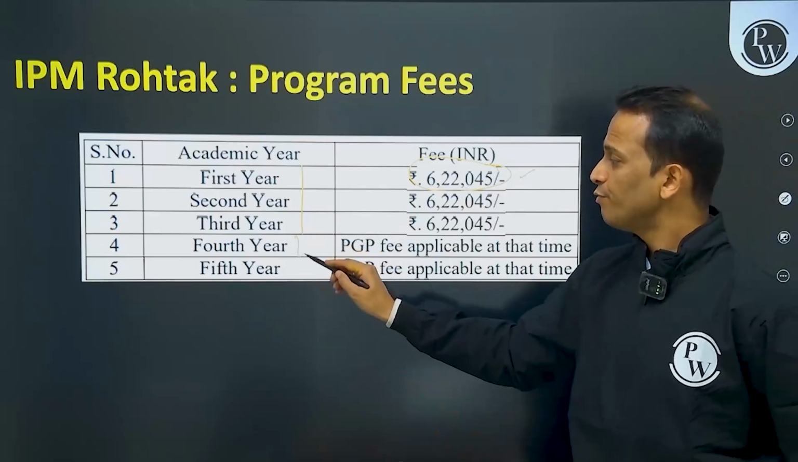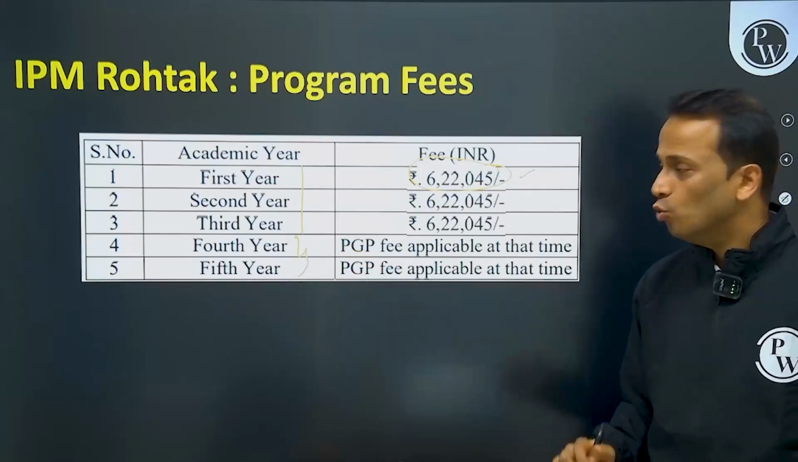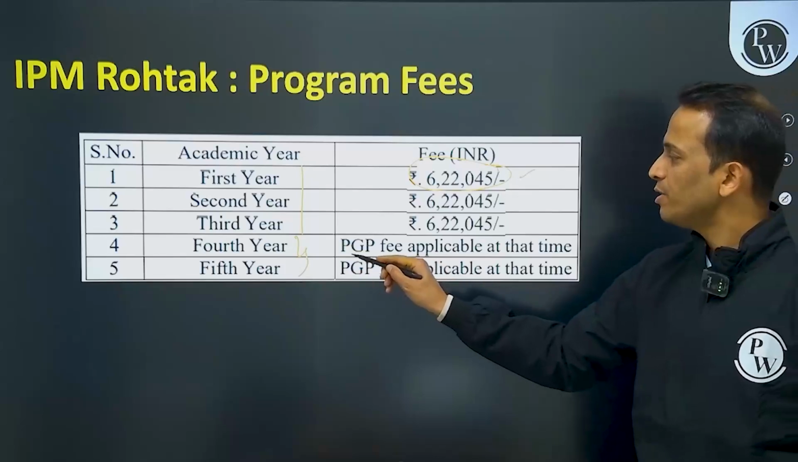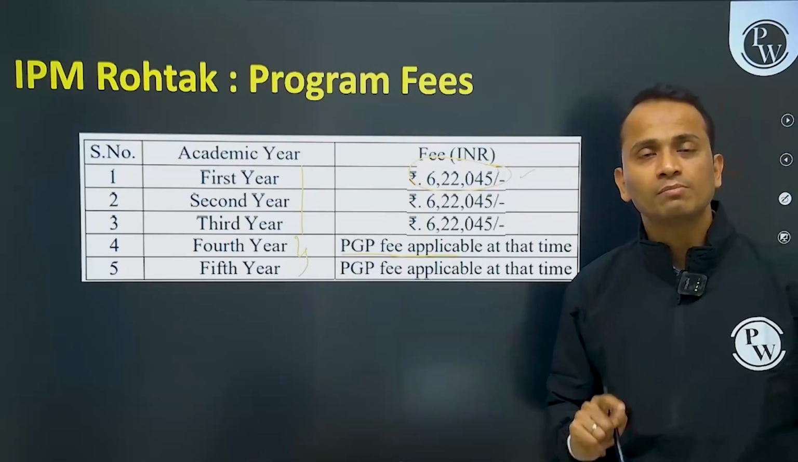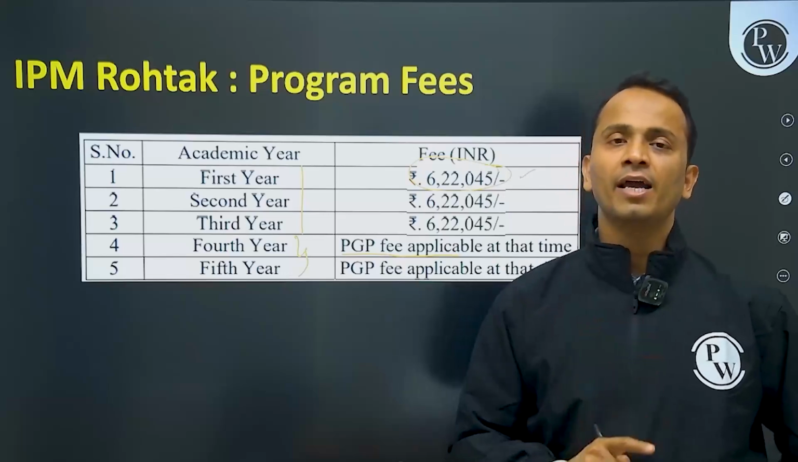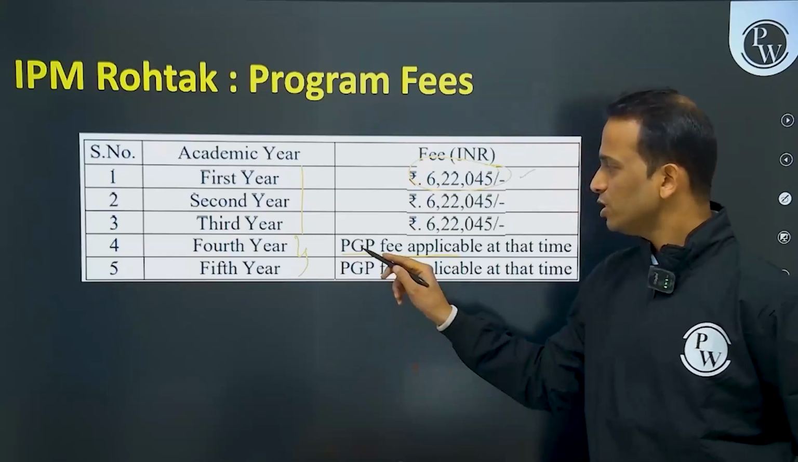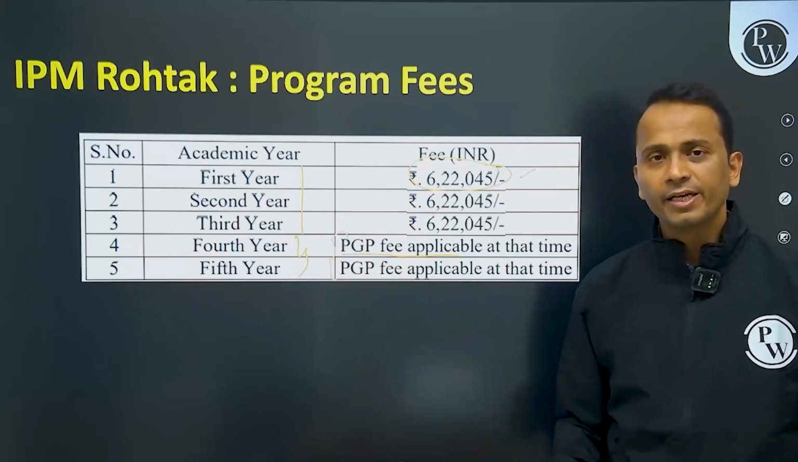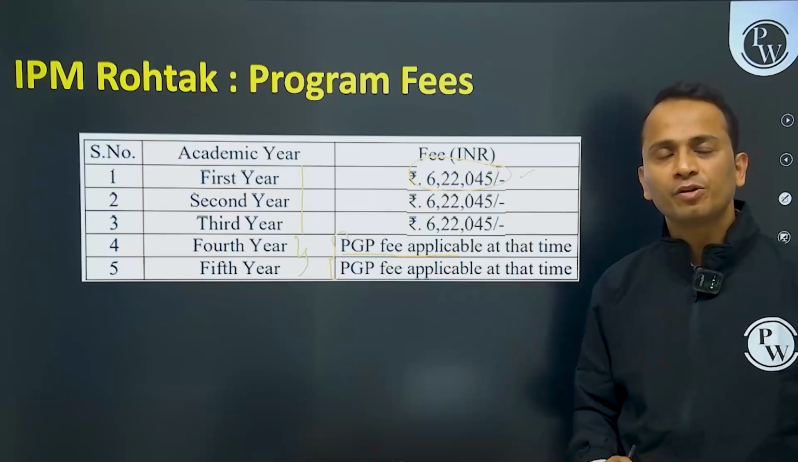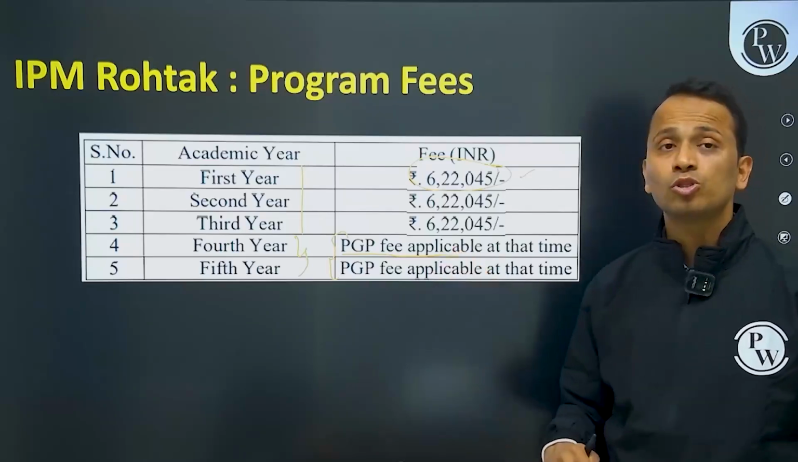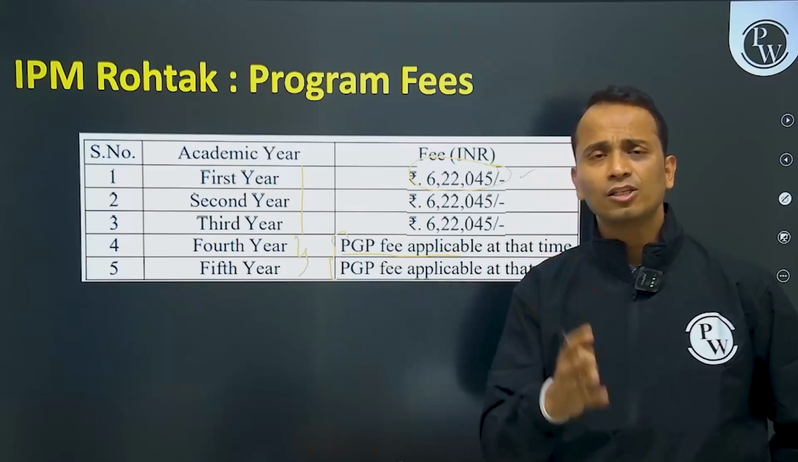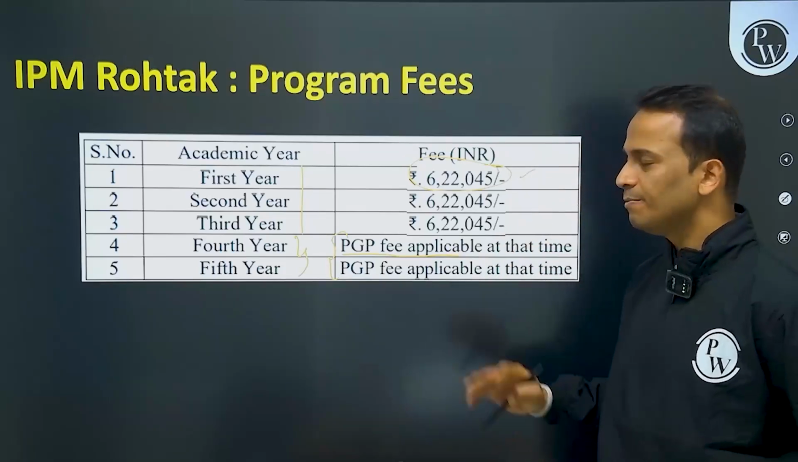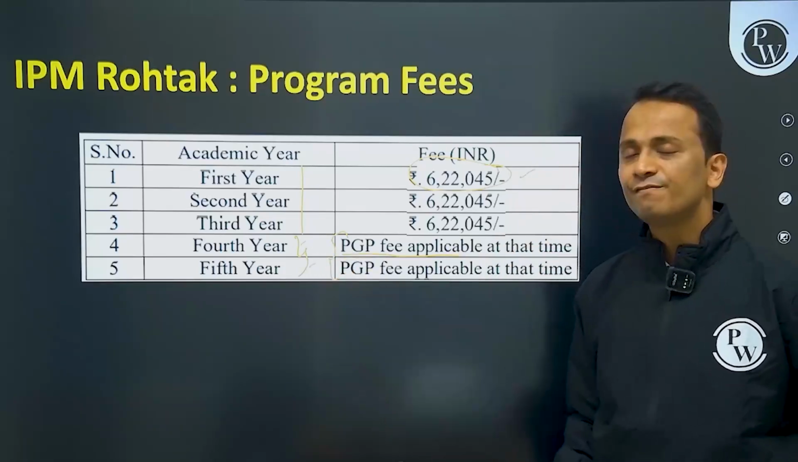The fee for the fourth and the fifth year will be as per the current fee at that time for the PGP programs that are running in IIM Indore. They have not declared this fee yet. So whatever fee prevails at that time for the PGP postgraduate program, the MBA program, that will be the fee that the student has to pay for the fourth and the fifth year.